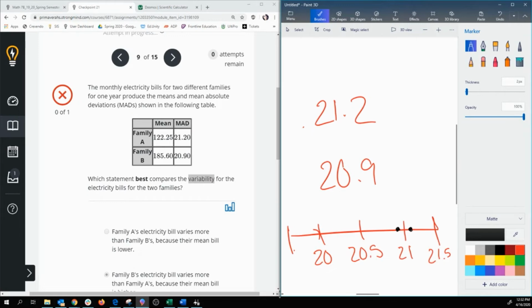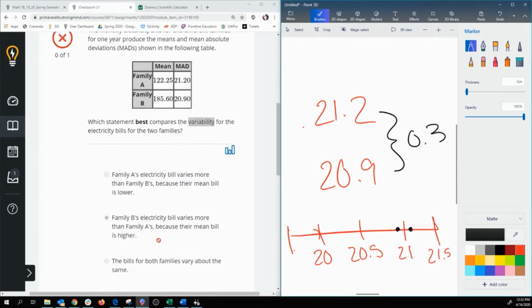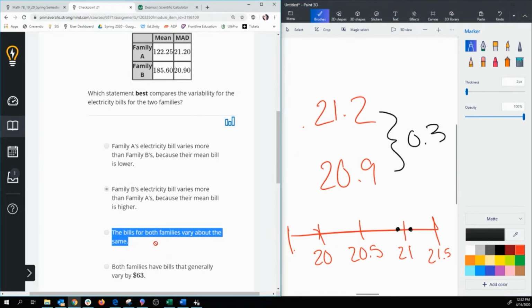If I were to subtract these, there would only be a 0.3 difference between them. So they are almost the same number. They're very, very close to each other, which means that the variabilities for both of these numbers are pretty much the same, which means that the bills for both of these families are going to vary about the same as well. Since our mean absolute deviations are very close to each other, it means that one family won't vary more than the other. They're going to vary about the same.